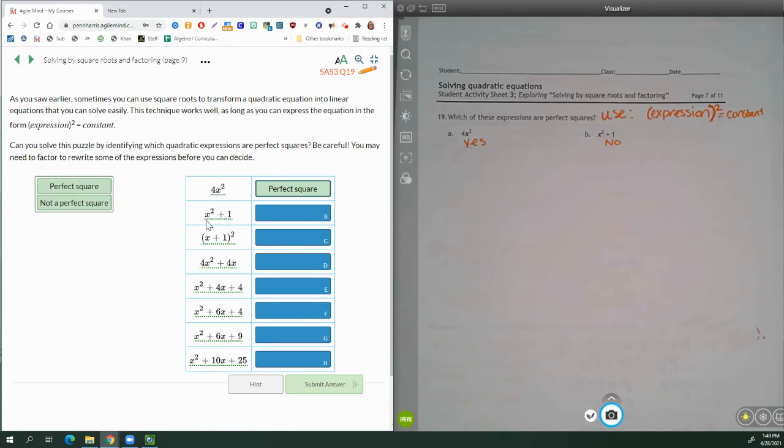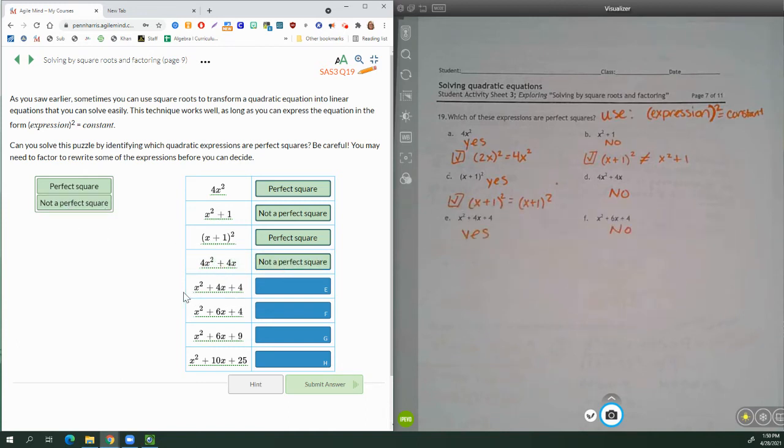Now, my x squared plus 1, that is not a perfect square, because of this middle section. My (x plus 1) and then squared? Yes, because the whole thing is squared. 4x squared plus 4x, no, because of that middle term, it is not a perfect square.